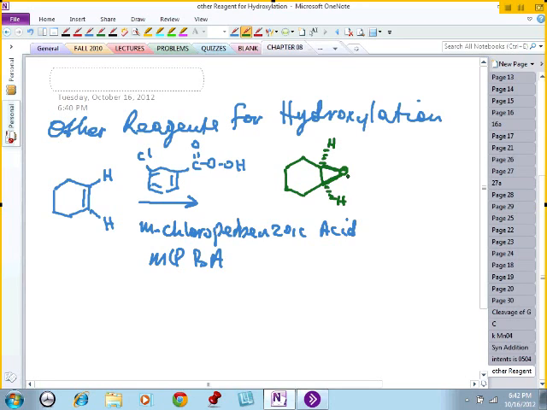Okay, this product here is what we call an epoxide. The three-member ring in which one of the ring members is an oxygen atom, we call an epoxide. And the process of making an epoxide we refer to as epoxidation.